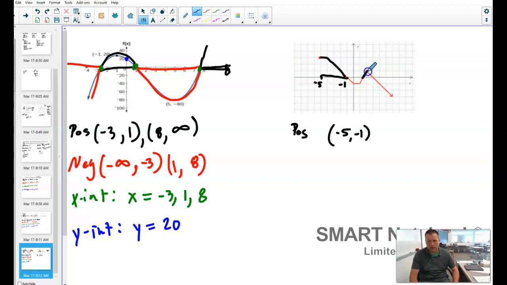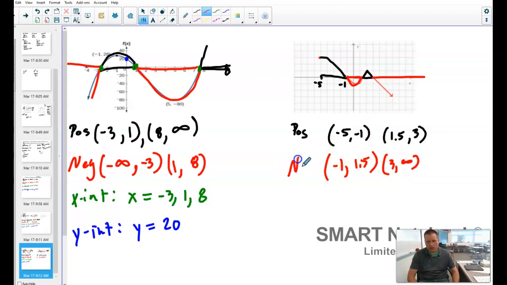I'm also positive here to here. That would be from this value, which I would say is probably like 1.5, to 3. That's where I'm positive again from here to here. Negative is going to be here to here, all this stuff. So that's going to be from -1 to 1.5, and then also all the way this way from this value of 3 to infinity. And that's where this is negative here.